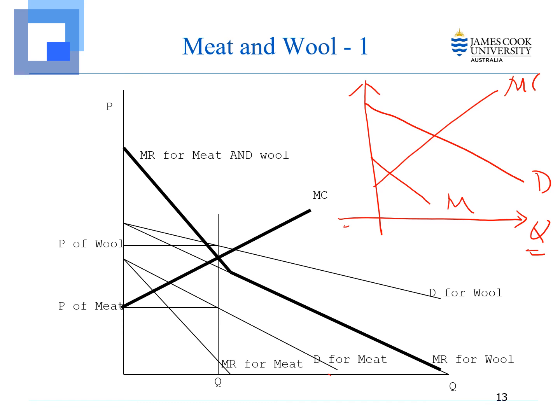Let me get rid of this MC first so that I won't make the diagram too messy. So from the demand for wool, we can work out the marginal revenue. And then from the meat, we can work out the marginal revenue as well. And let's add them up vertically.